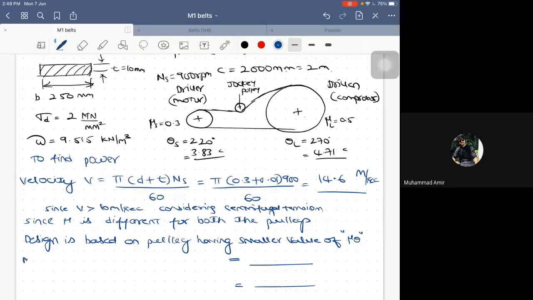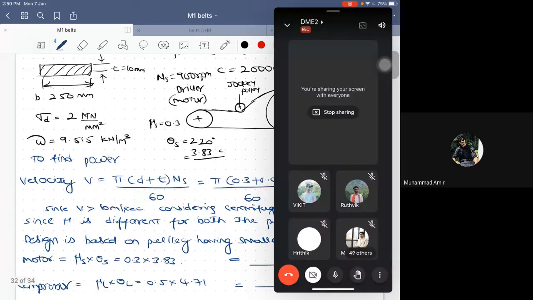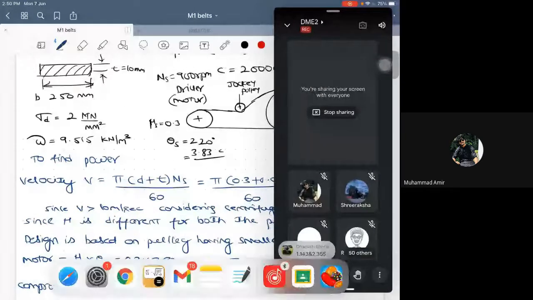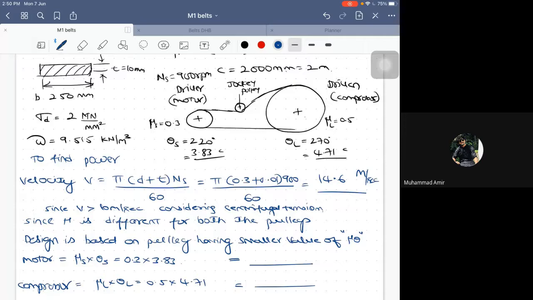First one is motor. Motor is the smaller one, so it is mu s cross theta s. Mu s is 0.3 cross theta s is 3.83. Next is compressor. So there you have mu l cross theta l. Mu l is 0.5 cross theta l is 4.71. Yes, what is the value? 1.143.